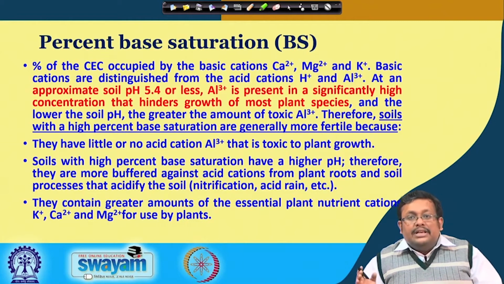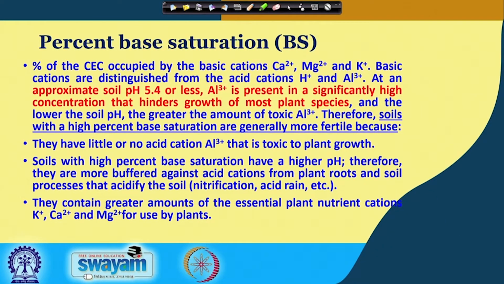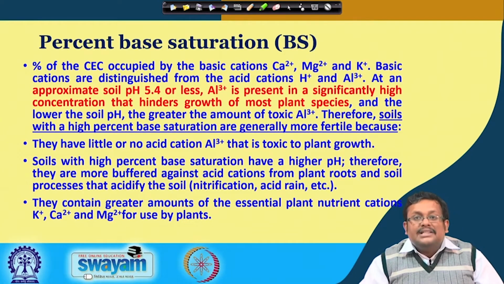Basic cations are distinguished from the acid cations H plus and Al3 plus. Basic cations are calcium, magnesium and potassium, whereas acid cations are aluminum and H plus. At an approximate soil pH of 5.4 or less, Al3 plus is present in a significantly high concentration that hinders the growth of most plant species.